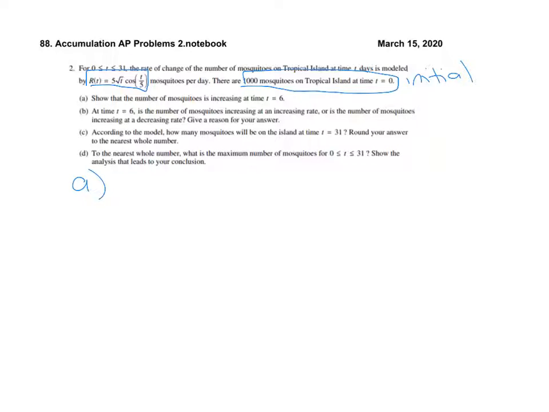So the rate of change of the mosquitoes is just your R. So R of 6 equals, what did I get? 4.438, which is greater than 0. So the number of mosquitoes is increasing.